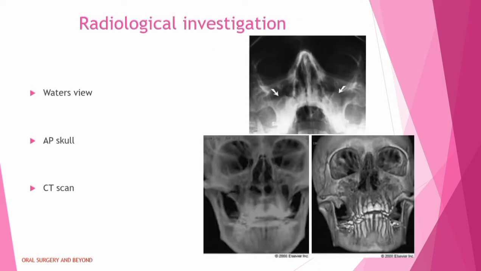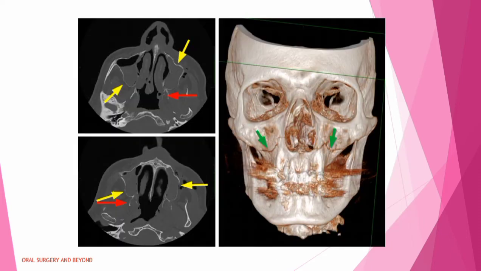So how do we diagnose this? On radiographs. On 2D radiographs, most commonly the Waters view and the AP skull view, and CT scans we generally advise to the patients. Mostly 2D radiographs are not very diagnostic for minute fracture lines because there is a lot of overlapping of the bones. So the best modality is a 3D CT scan.